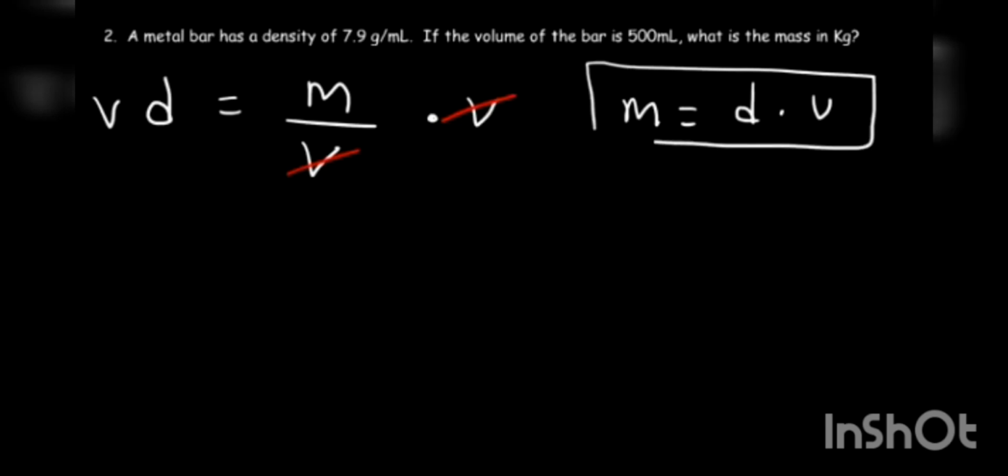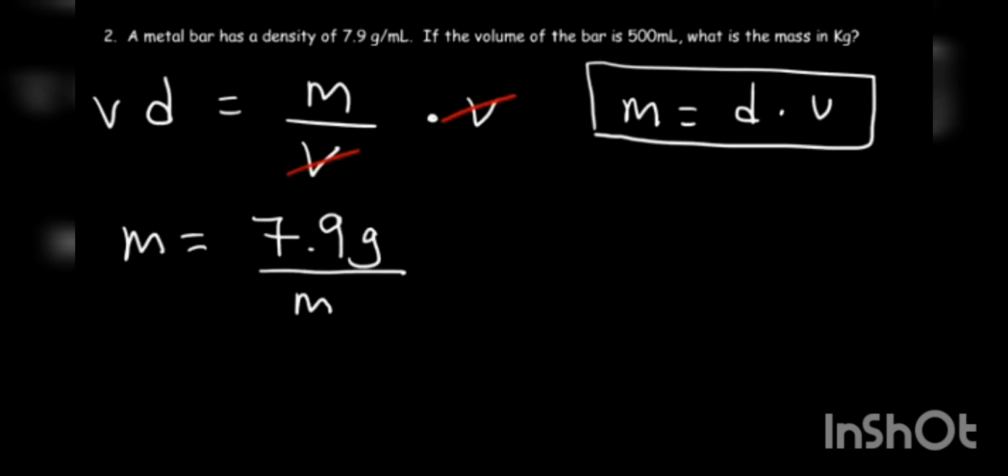So when you are told to find the mass, you need to multiply density and volume to get the formula for mass. So mass is equal to density multiplied by the volume. So the mass is going to be 7.9 grams over the milliliters multiplied by 500 milliliters.